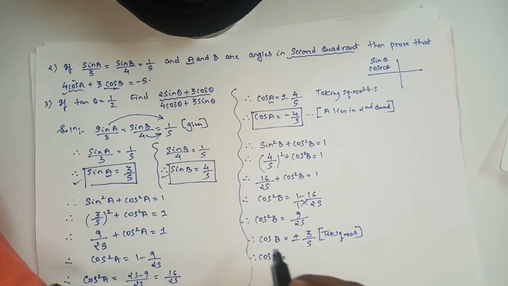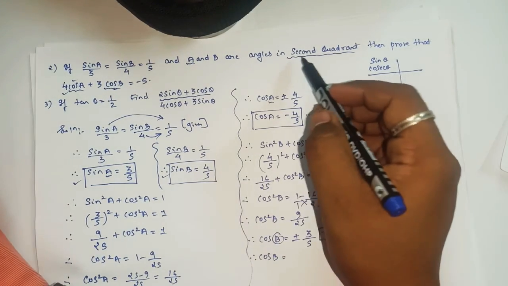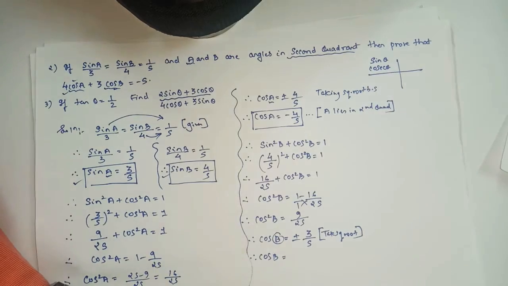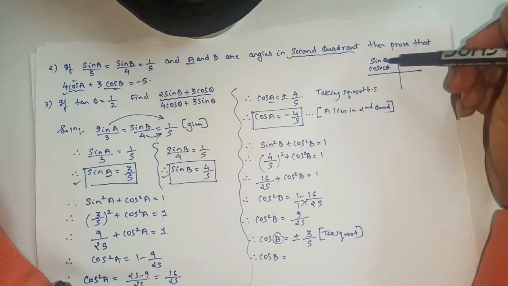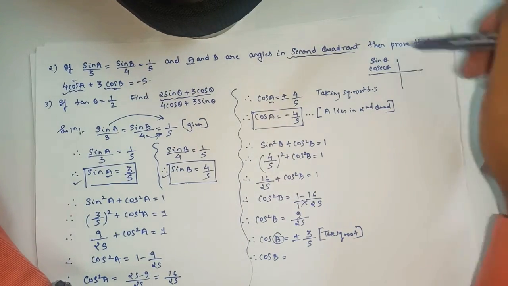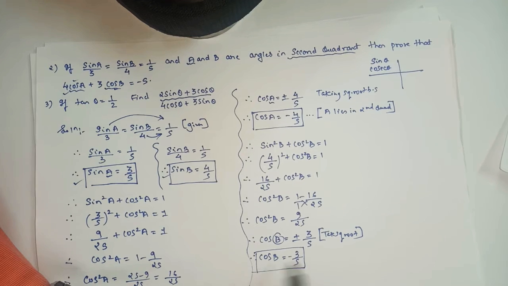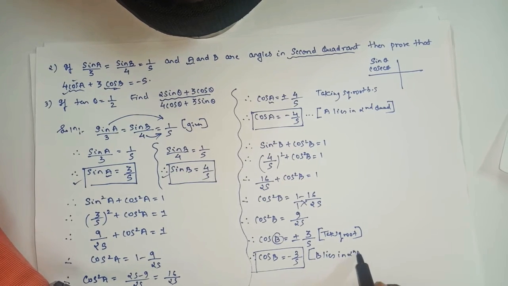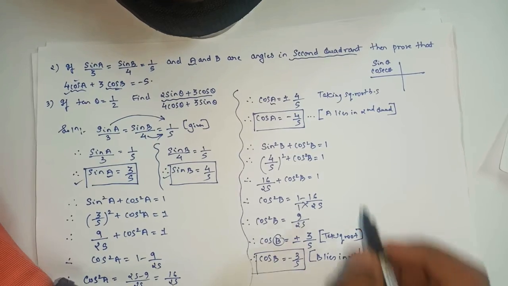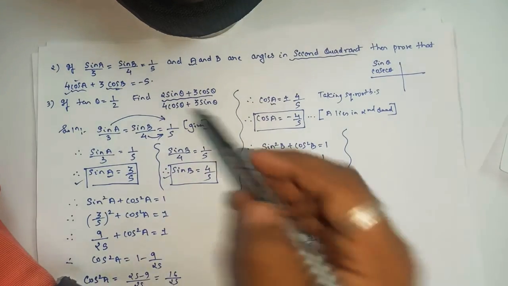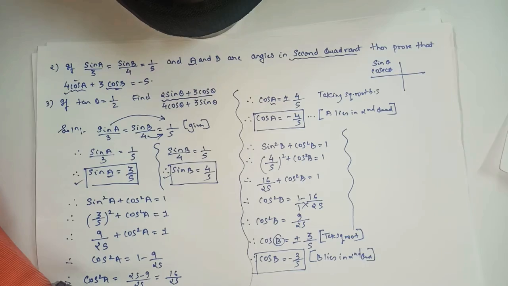Okay, so we know that angle B for this sum also lies in the second quadrant, and in the second quadrant we know that sine theta and cosec theta are positive and the remaining trigonometric ratios are negative. So here we have to consider the negative answer, as we know that angle B lies in the second quadrant. Okay, so here we got the answer of cos A as well as cos B.